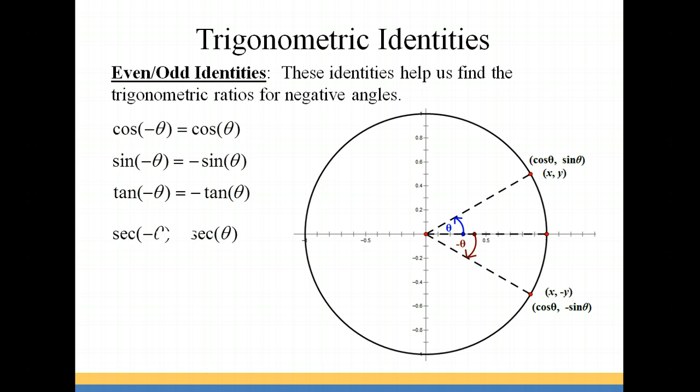Now the reciprocal functions are always going to work in the same way that the original functions did. So you have the secant of the negative of the angle is the secant of the positive of the angle. For the cosecant of the negative angle, you're going to get the negative of the cosecant of the angle. And for the cotan of the negative angle, you're going to get the negative of the cotan.